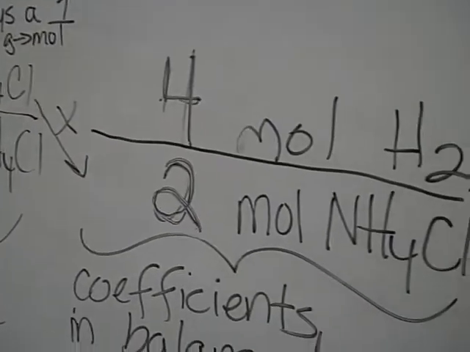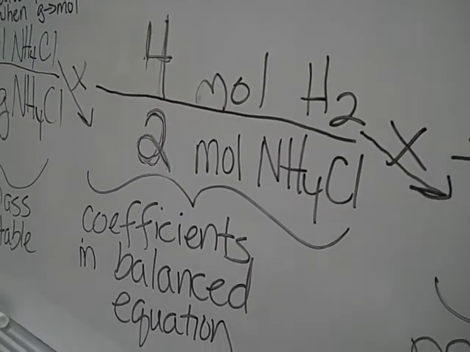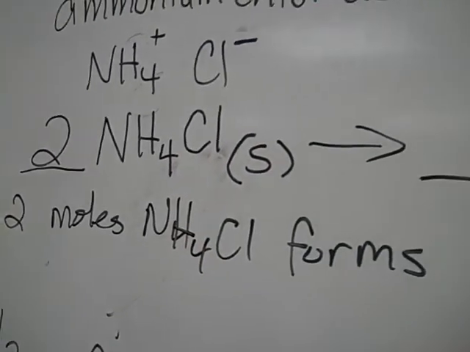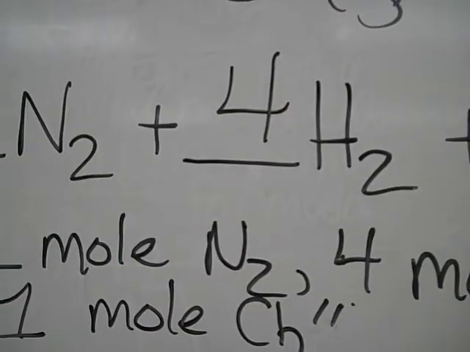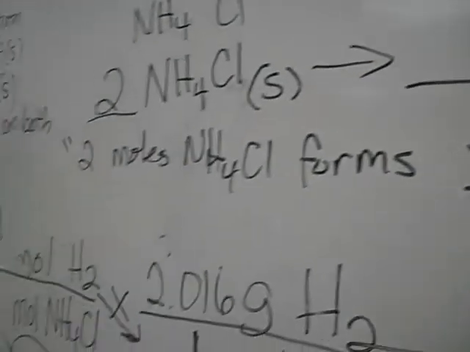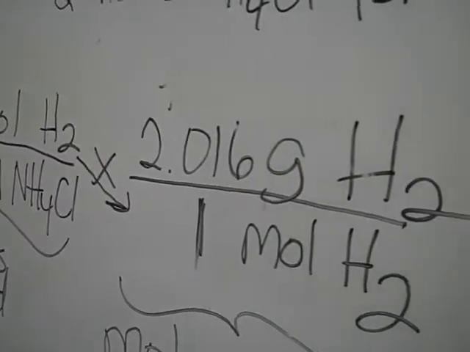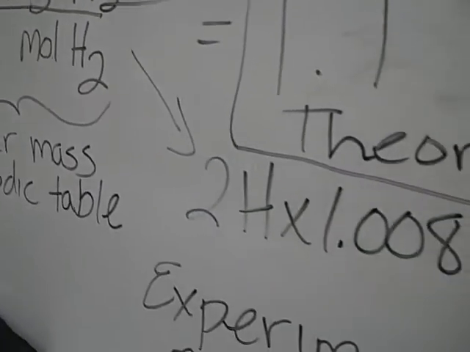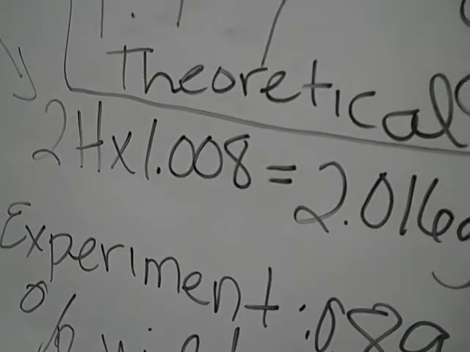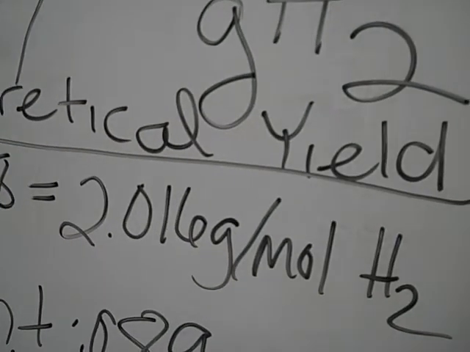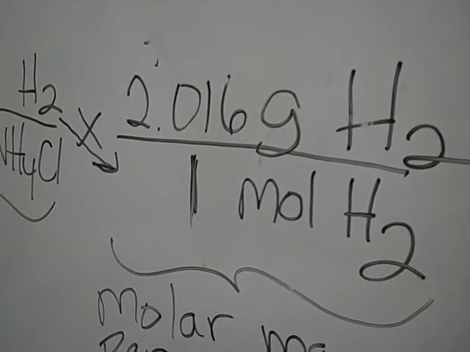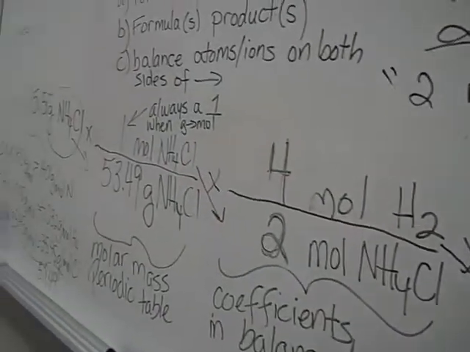To get from moles of NH4Cl to moles of H2, we're using our coefficients from our balanced equation. We had said that 2 moles of NH4Cl will form 4 moles of H2. So that's where those go, right there. Lastly, we need the molar mass from the periodic table for hydrogen gas. There's 2 atoms of hydrogen. The molar mass of hydrogen is 1.008, and so it's 2.016 grams per mole for hydrogen gas. It's going to be 1 mole because it's going from grams to moles. It's always 1 mole.